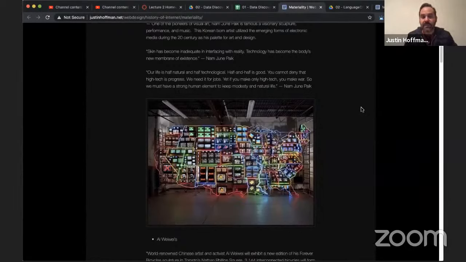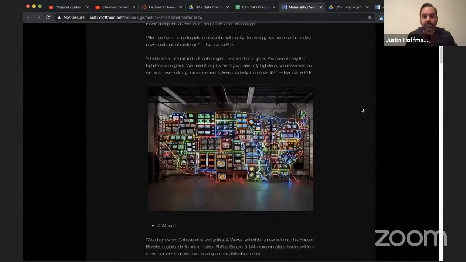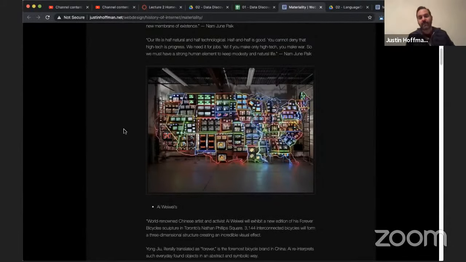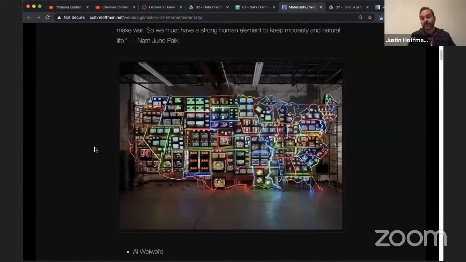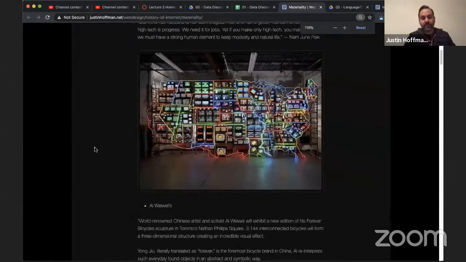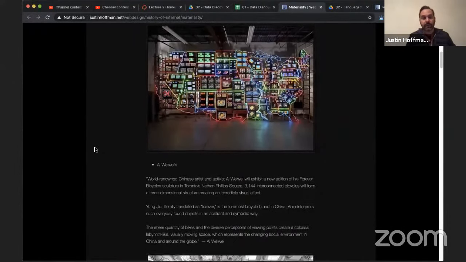Half and half is good. You cannot deny that high tech is progress. We need it for jobs. Yet if you make only high tech, you make war. So we must have a strong human element to keep modesty and natural life. And so one of the things that he's really well known for is taking TVs and creating sculpture out of those TVs. Here you can see a TV that's the shape of the United States, and he has neon over that. He has some really cool pieces regarding that.